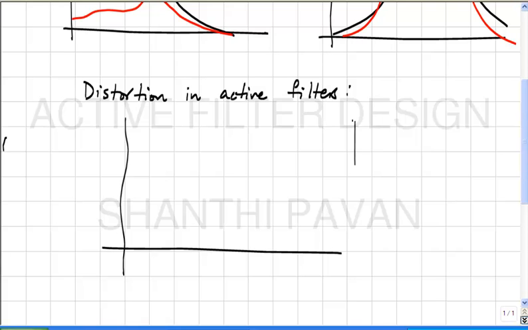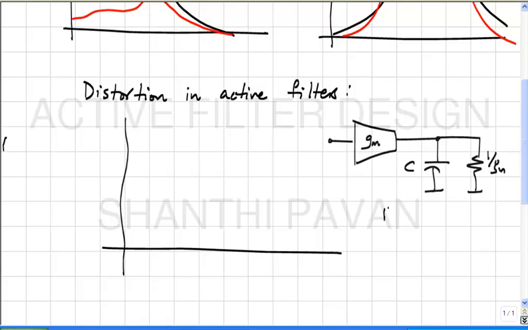Right. So let's take a first order filter. So what is the transfer function of this circuit? One by 1 plus sC by gm. It's a first order. Okay. Now, what did we see when we were discussing the active implementation of a transconductor? Which element is going to be nonlinear? This transconductor is going to be nonlinear.